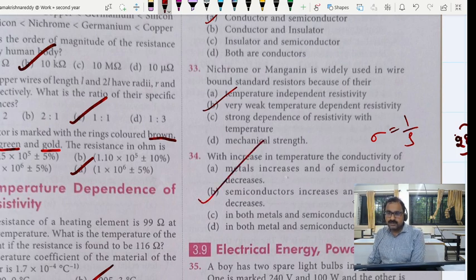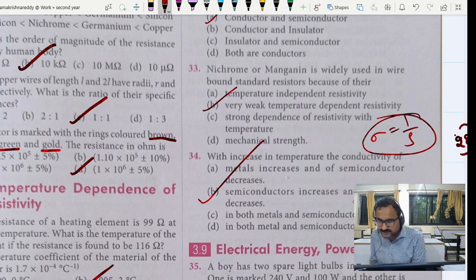Normally, resistivity for metals increases and for semiconductors decreases. But conductivity is the reciprocal, an inversely proportional relation. That's why it changes again: semiconductors increase and that of metals decreases. Those are the options we are getting there. We have to practice that.